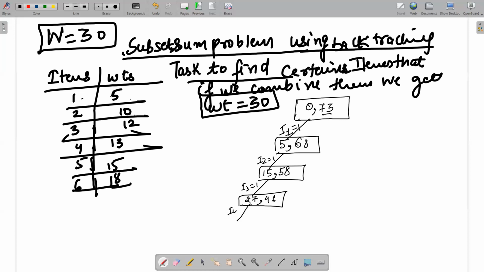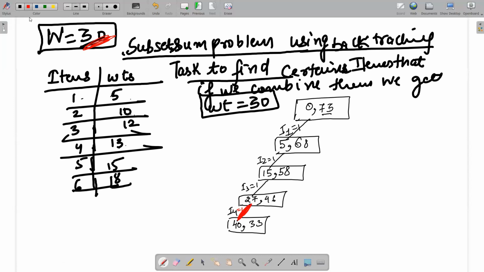Let's include item number 4. Item number 4, guys, if we include, so 27 plus 13, that becomes 40, and 46 minus 13 would be 33. So guys, you tell me, if we include items 1, 2, 3, and 4, the combined weight we are getting is 40. Do we require 40? Clear, the condition is that you have to reach weight 30 only. So we are not reaching weight 30 over here. Instead, we are reaching 40. So even if item 4 is included, this is not the right answer.